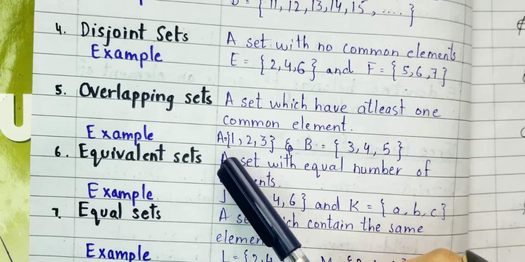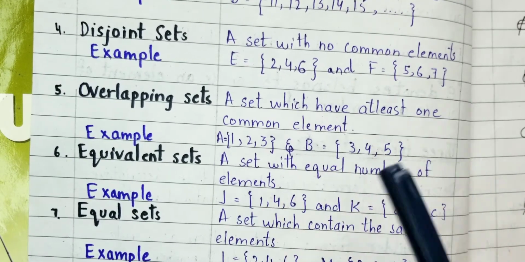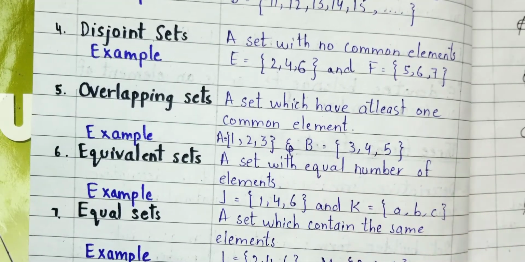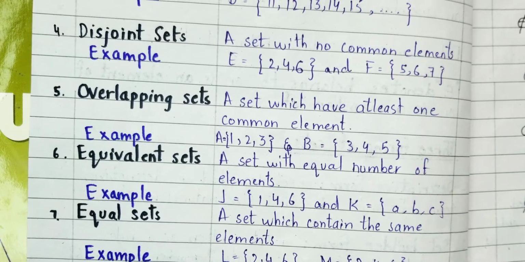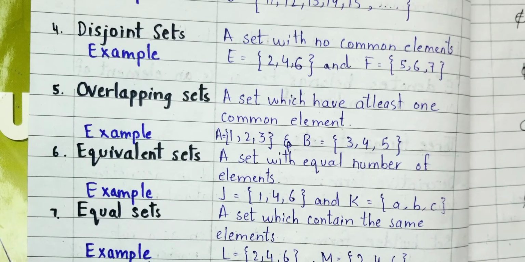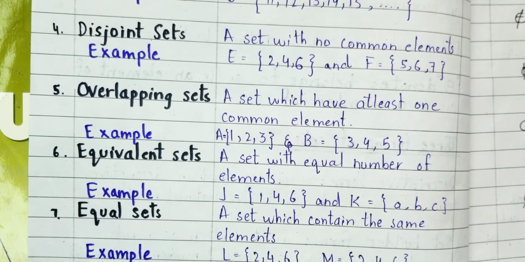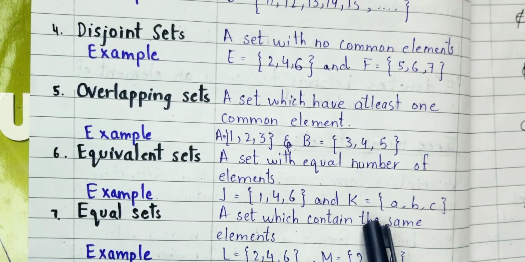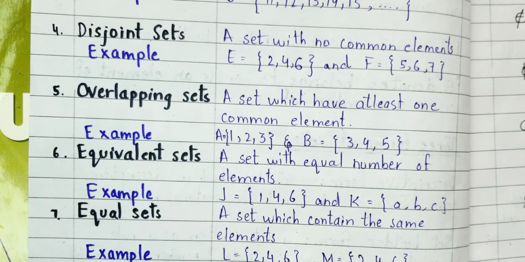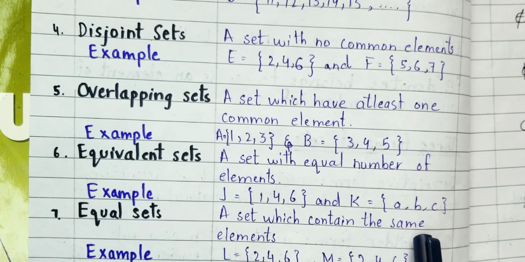Overlapping set, a set which has at least one common element. A set which has one common element, we will call an overlapping set. For example, A is equal to {1, 2, 3} and B is equal to {3, 4, 5}. So in these sets 3 is common, so they will be declared as overlapping sets.